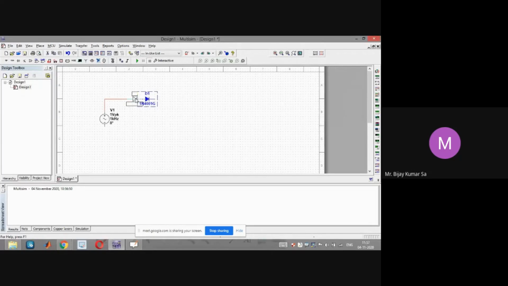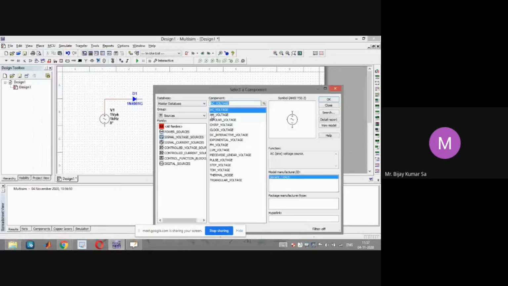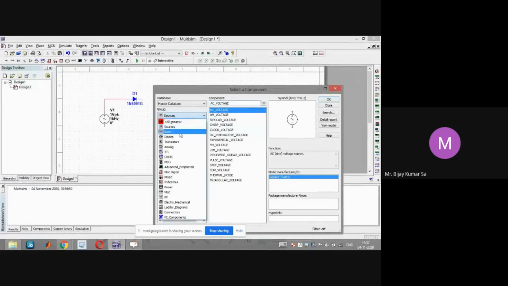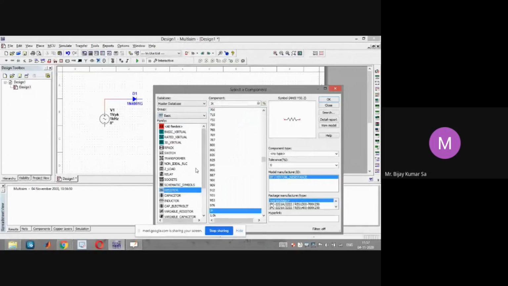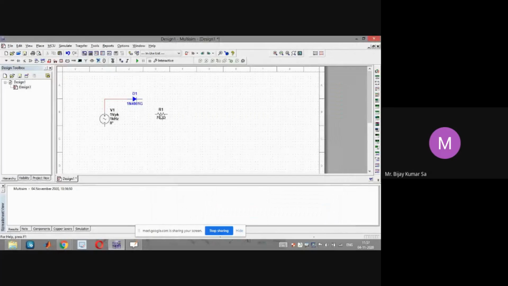I need a load resistance across which I will be observing my output. So let me get a load resistance. Under the basic group, let me find a resistance. So where is the resistance? Here is the resistance. Any value of resistance I can choose, and later I can change it to whatever value I want. So let's say I want a resistance of 1K. I have got here 700 ohm, but I can change it to 1 kilo ohm.